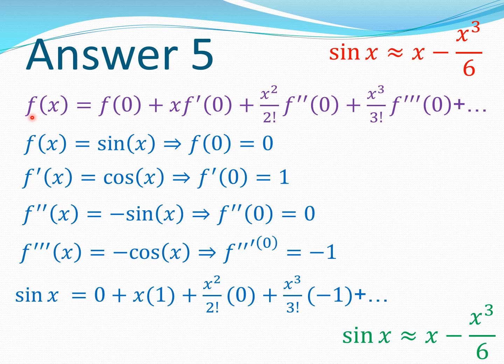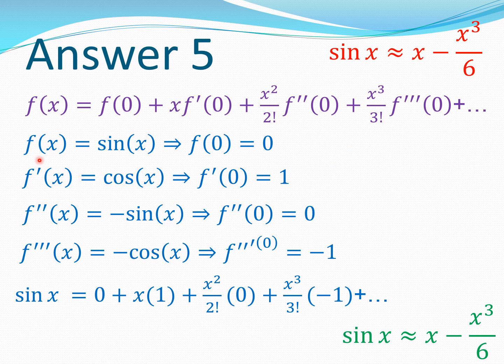So we can write the function f of x as f of 0 plus x f dash 0 plus x squared by factorial 2 f double dash 0 plus x cubed by factorial 3 f triple dash 0 plus dot dot dot and so on. Now we can take this function, that is sine of x, and find its value at 0, the value of f dash at 0, f double dash at 0 and f triple dash at 0 and so on. By the time we get to f triple dash, we will get the x cubed term. So that's what we are interested in.